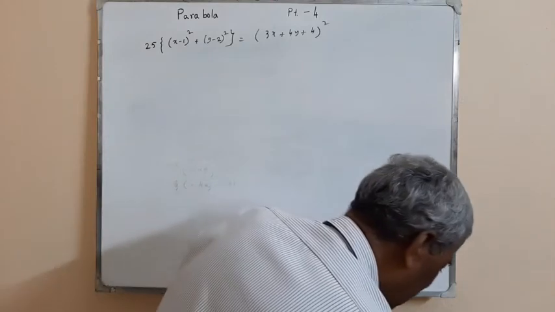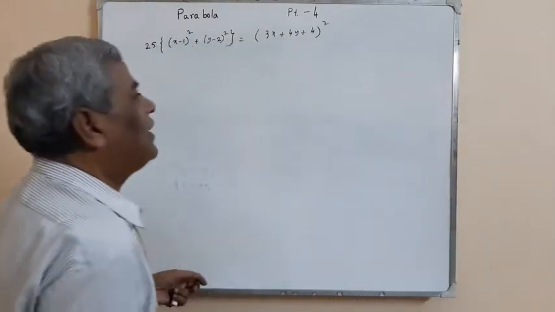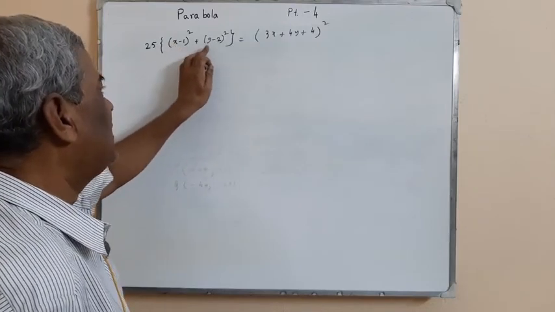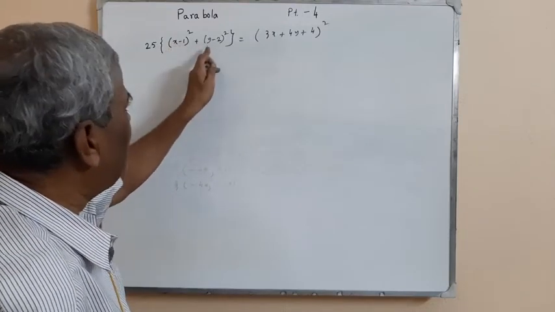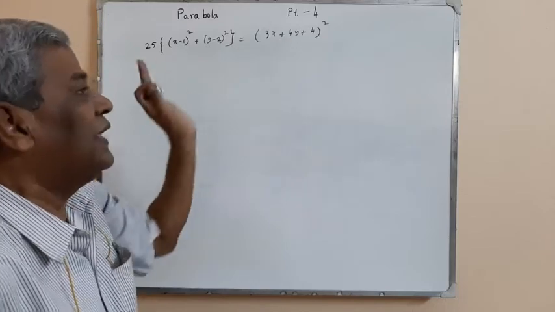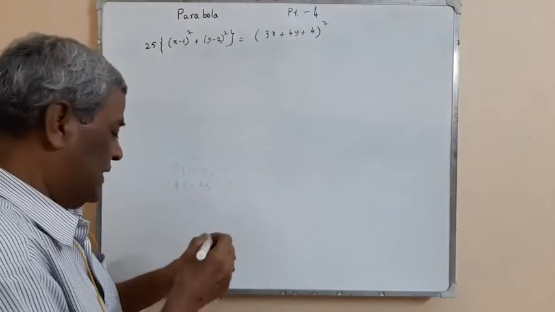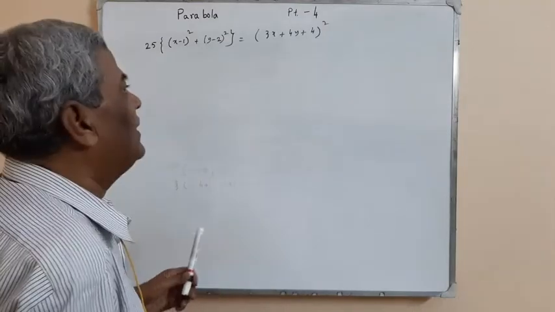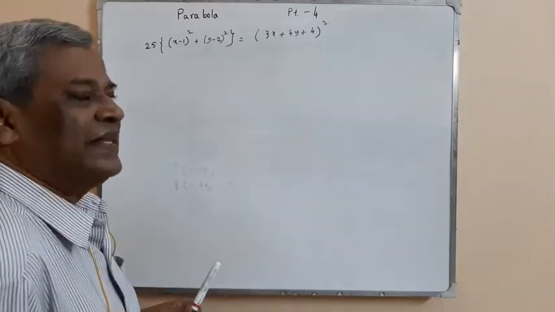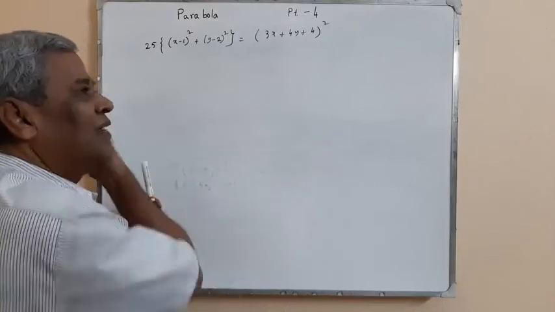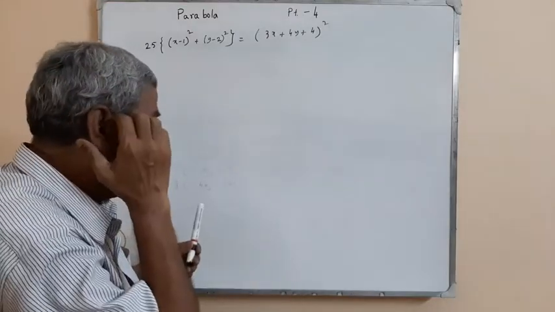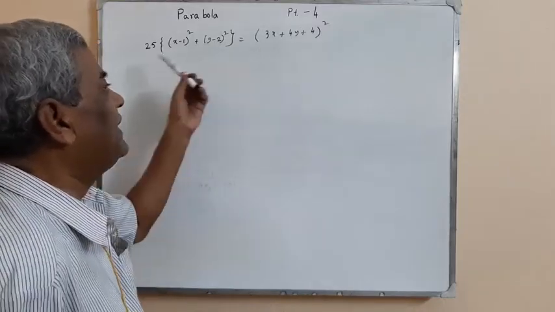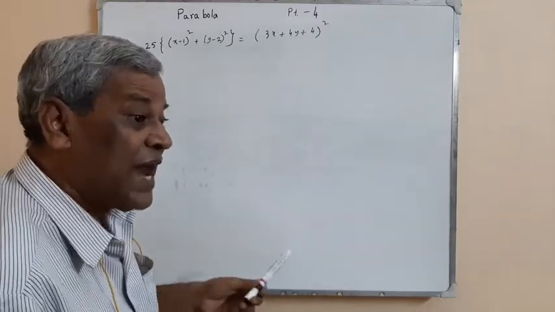Actually, one curve is given, with x square present, x present, y square present, y present, and x into y present. They claim that this is a parabola, and we have to find its length of latus rectum. But the simple thing is that it is not given in standard form.